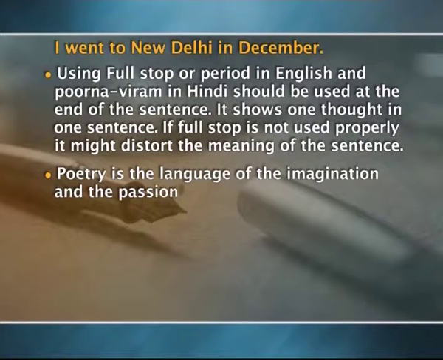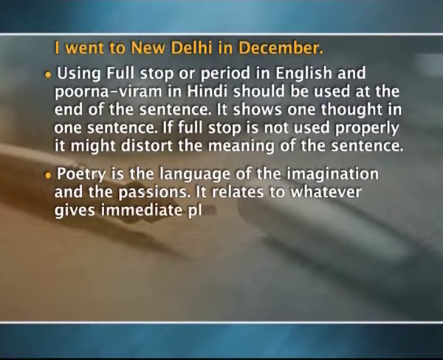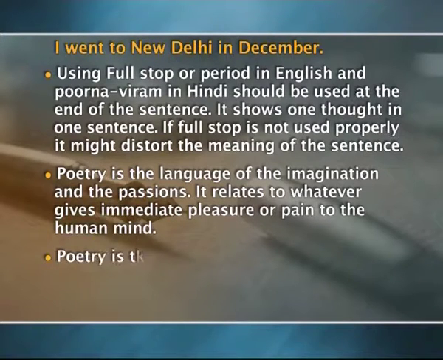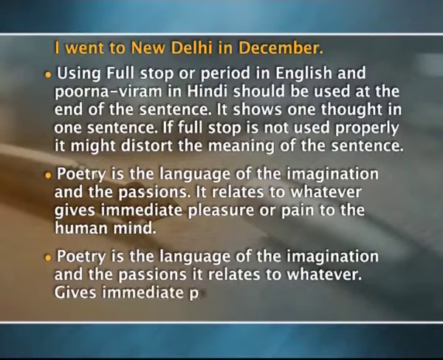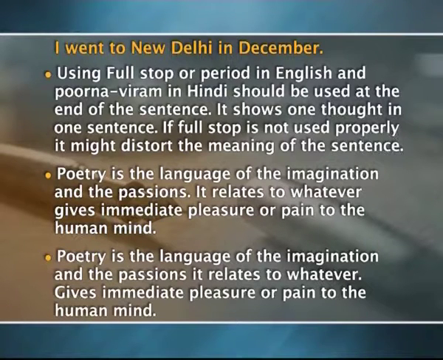Like, poetry is the language of the imagination and the passions. It relates to whatever gives immediate pleasure or pain to the human mind. Poetry is the language of the imagination and the passions. It relates to whatever gives immediate pleasure or pain to the human mind. These two examples are to show the distorted meaning of the sentence. The use of inappropriate punctuation can lead to flawed interpretation of the sentence. In the first one, punctuation is used properly, unlike in the second one. In fact, errors in the use of punctuation can change the meaning of a sentence wholly.